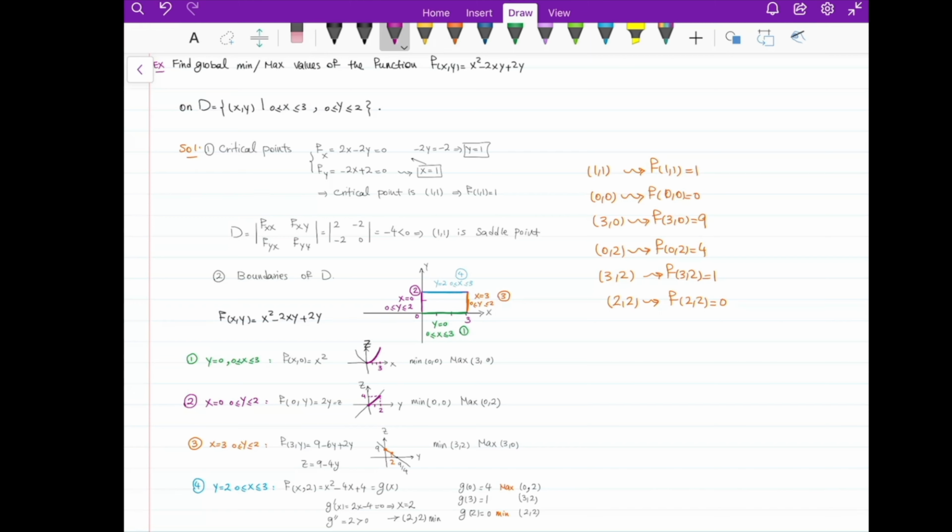And as you see, the biggest one is equal to 9, so the point 3, 0 is the global maximum, and then I get a global min for 0, 0 and 2, 2, because the value of the function at these two is equal to 0, and it's the same. So the point 0, 0 is a global min, and also the point 2, 2 is a global min.